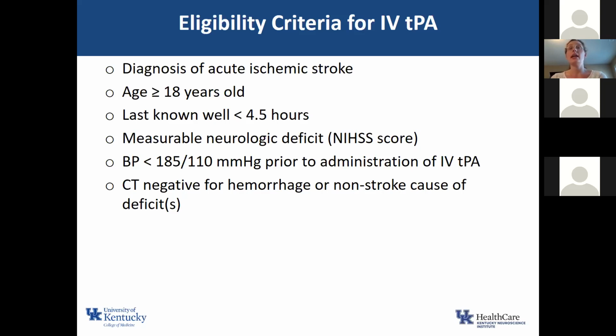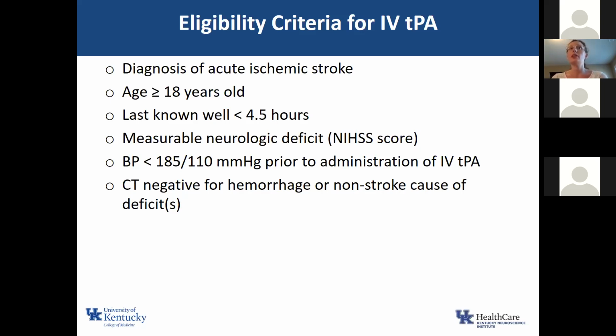You have to be 18 or older to receive TPA. And then obviously the last known well has to be within the 4.5 hour window. They have to have a measurable neurologic deficit based on the NIH stroke scale score. So maybe their NIH is a 1 for a little mild sensory change on the face or on the arm or leg. We obviously wouldn't want to give TPA for that because the benefit would not really outweigh the risk of having a hemorrhagic complication, just perhaps in case the TPA reversed that little bit of sensory change.